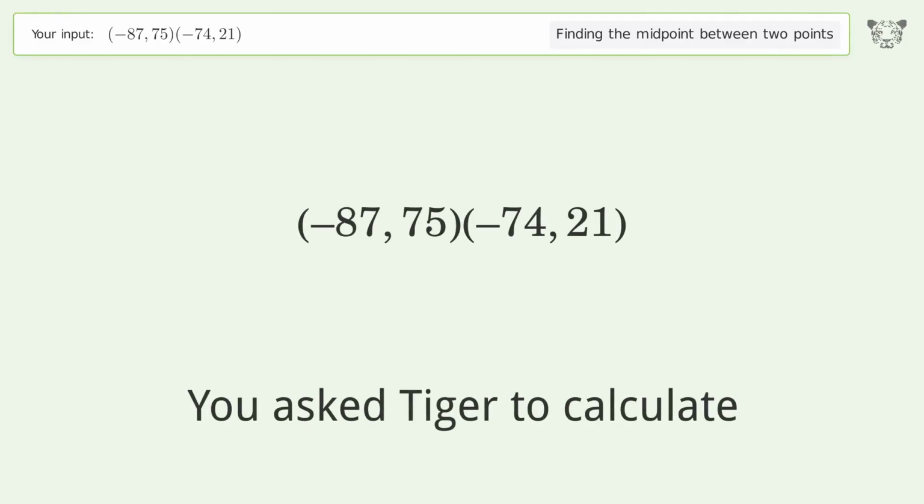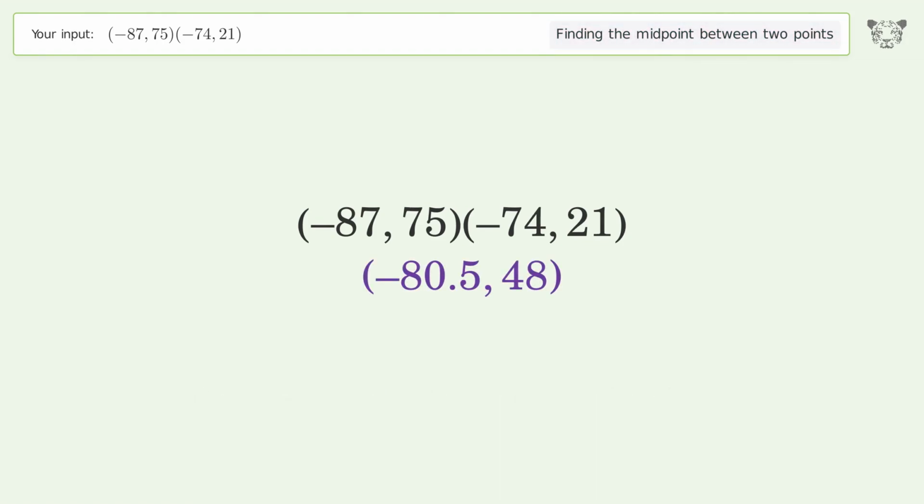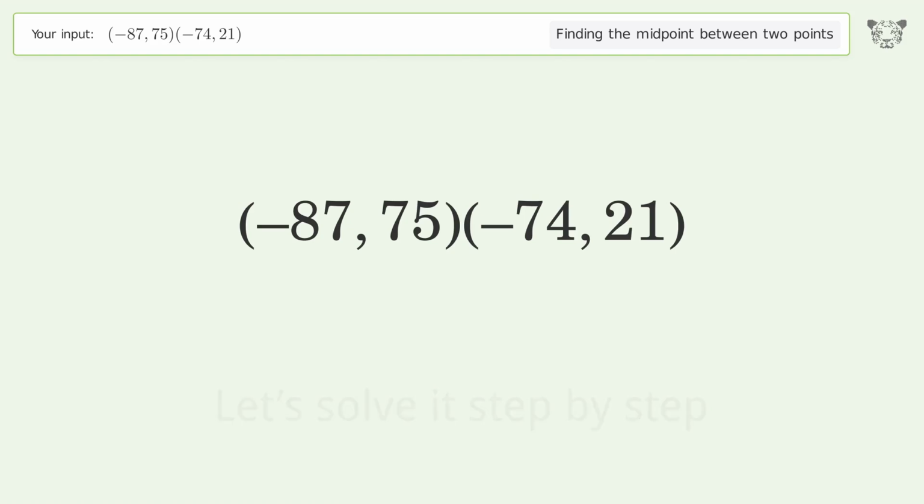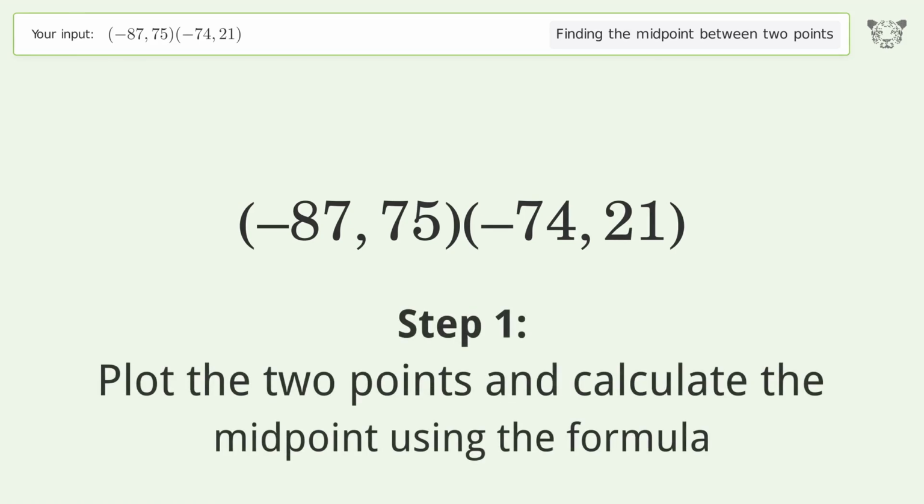You ask Tiger to calculate. This deals with finding the midpoint between 2 points. The midpoint between the 2 points is -80.548. Let's solve it step by step. Plot the 2 points and calculate the midpoint using the formula.